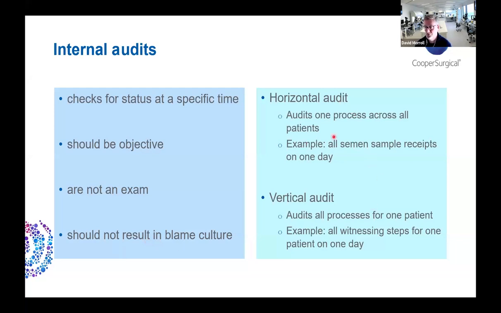And they'll take two forms: a horizontal audit, which means you audit one process across a number of patients or a number of cycles. So, for example, we might look at how semen samples are received into the lab on a day. Or we can do a vertical audit. So that's following one patient or one cycle through all the processes and reviewing that way. So you can take both approaches and you can target them to look at particular processes and weight them to look for areas of particular interest.